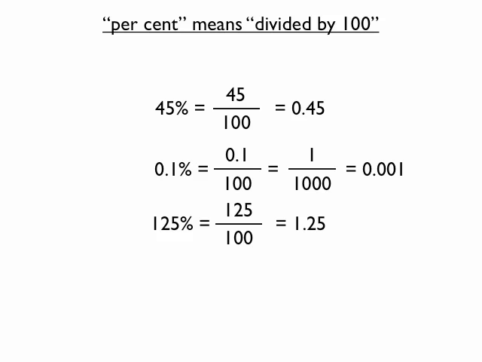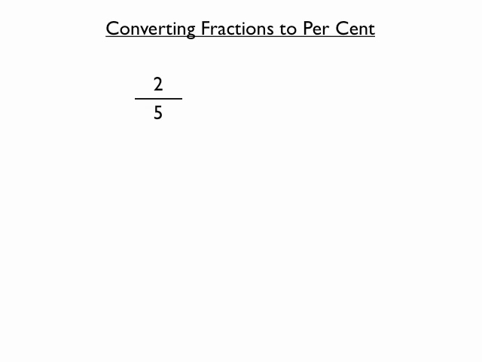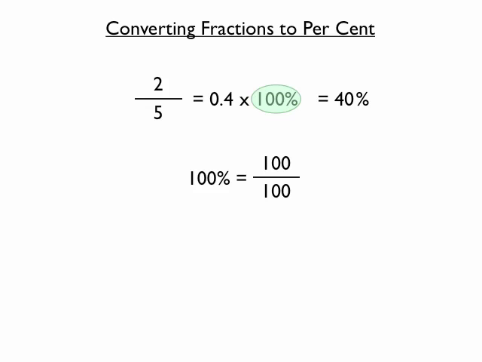To go the other way, from a fraction to a percent, we need two simple steps. First, make sure the fraction is in decimal form. For example, if we have the fraction 2/5, we convert it to decimal form as 0.4. We then multiply it by 100%, which means we multiply the 0.4 by 100 to make 40, and add the percent sign. This last step will make sense if you remember that 100% means 100 divided by 100, which is just 1, and multiplying a fraction by 1 leaves it unchanged.